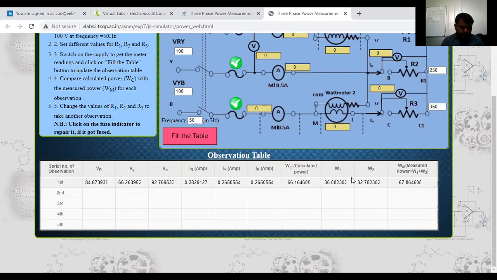84.87 into 0.289 plus 66.26 into 0.265 plus 92.769 into 0.265 is nothing but, see here, how much it is? It is showing reverse, huh? Mirror copy it will come. 66.6 we got here now. Yes. 66.67. It is the calculated value, and then you do W1 plus W2.